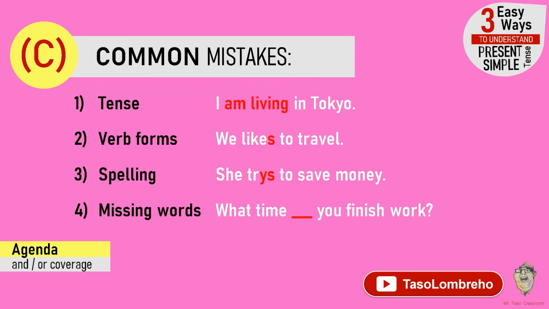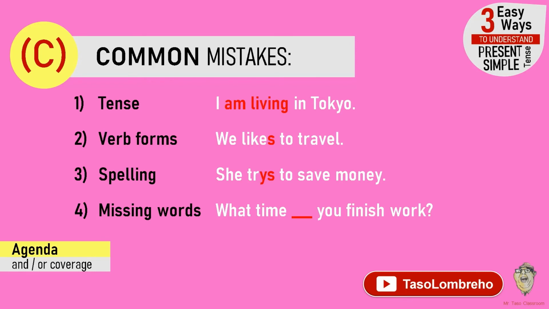So number 1, the incorrect tenses. I am living in Tokyo is present continuous tense. Yeah, the emphasis is saying that at this time of speaking, I am living in Tokyo. But the fact is that the person lives in Tokyo permanently. So this sentence is incorrect for the reason of wrong tenses.